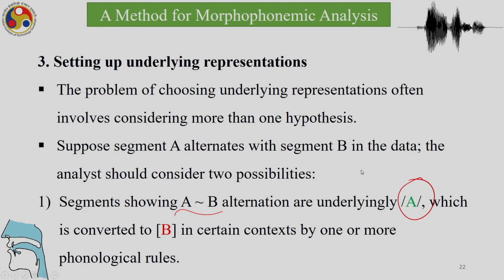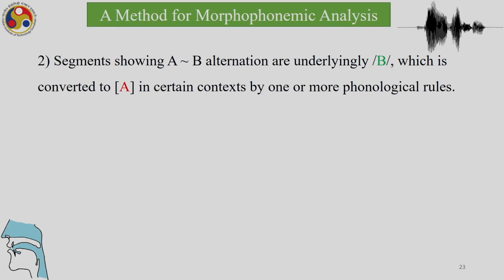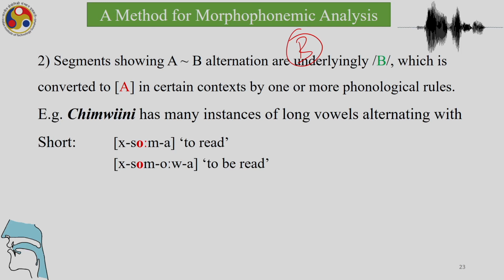And this is one possibility. What is the unit which is changing? It's A which is changing to B. This is one possibility, as is the case with all phonological rules: if there is alternation, something changes to something else. The other possibility is that when you see an A, B alternation, the underlying segment is not A but B, which stays as B in its context, but is converted to A in certain other contexts by one or more phonological rules.